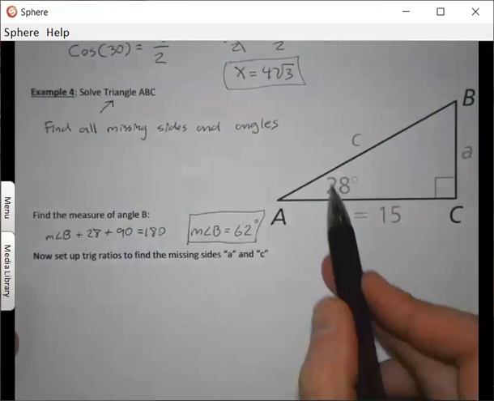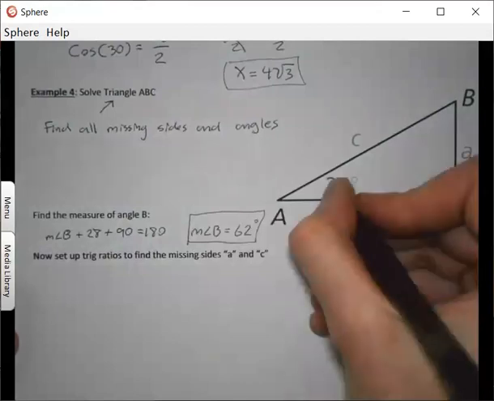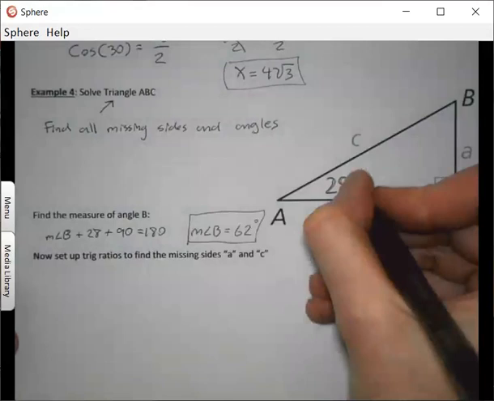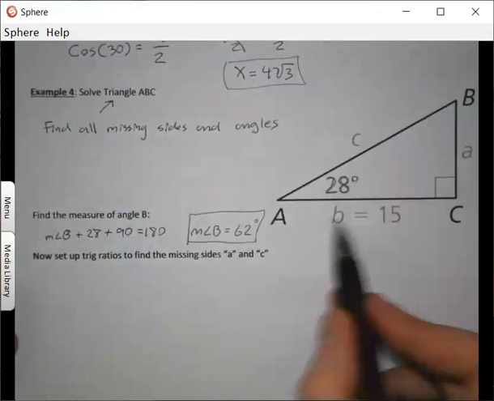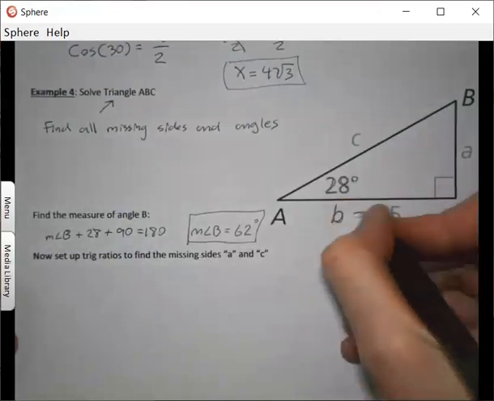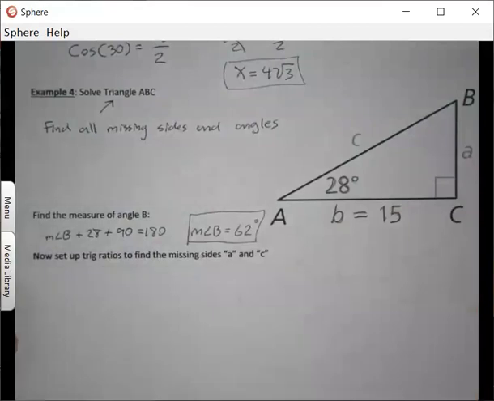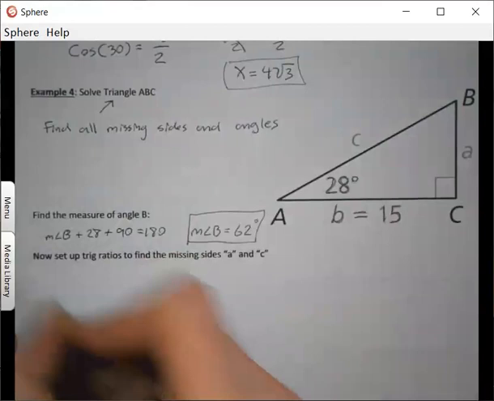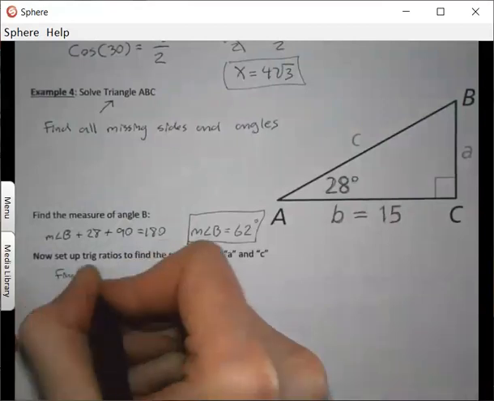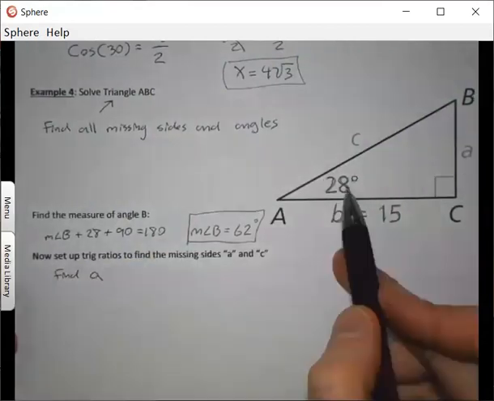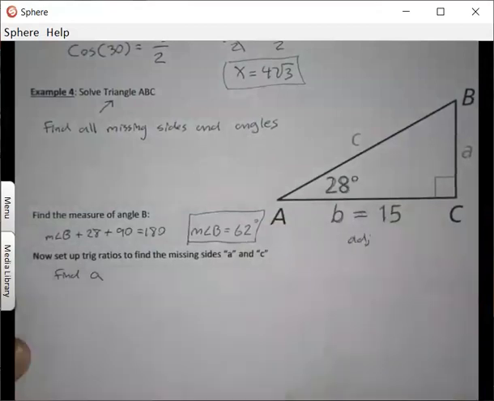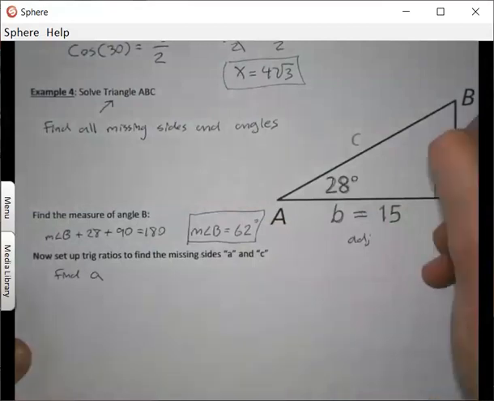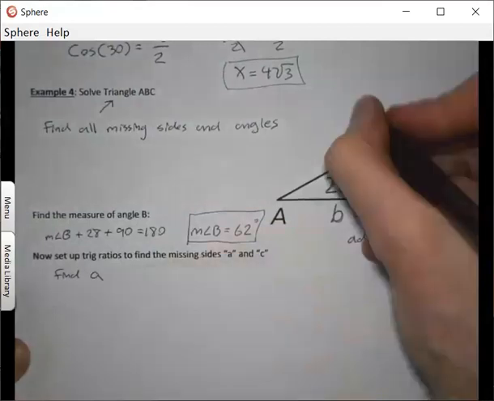Let's use the angle that's written. So we're going to use 28. And we need to use the side we're given. So we need to use that we know B is 15. Now let's find A first. So I'm going to find A. Now, based off our angle, B is going to be adjacent, A is opposite, and C is the hypotenuse.